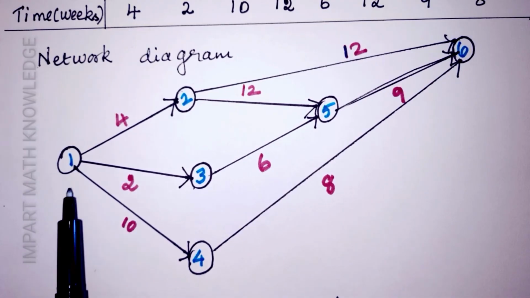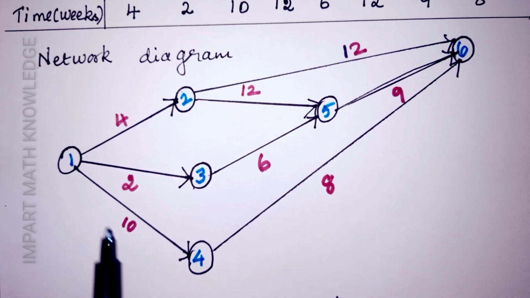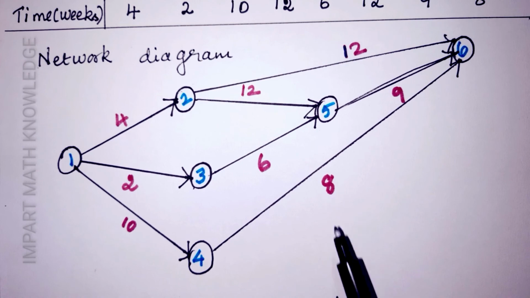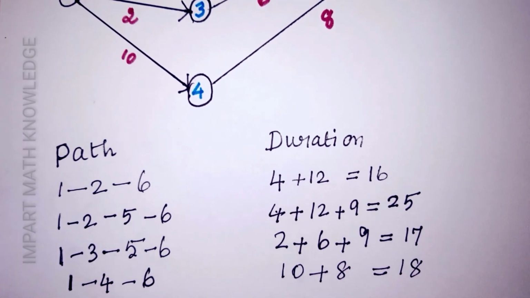The next possible path is 1 to 4, 4 to 6. 1 to 4, duration is 10, 4 to 6, duration is 8. So the total duration for that particular path is 18. These are the possible paths and the corresponding durations for the given problem.